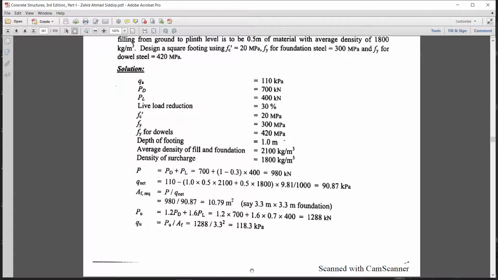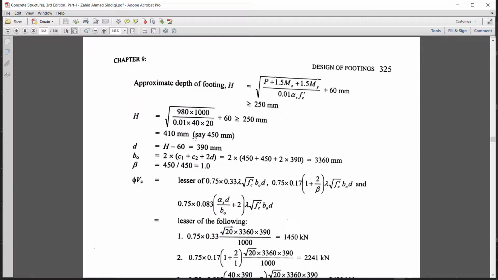So now we will calculate the approximate depth of footing. That formula is given by this author, Concrete Structures by Zahid Ahmed Siddiqui. Approximate depth of footing H equals square root of P plus 1.5 Mx plus 1.5 My, divided by 0.01 alpha s Fc prime. So P is the applied axial load, with 1.5 Mx and My the moments. Alpha s is 40 for center footing, and other values are given for edge footing and corner footing.